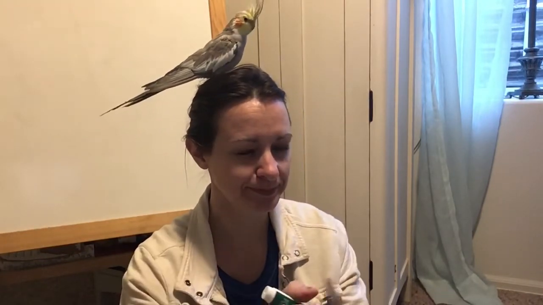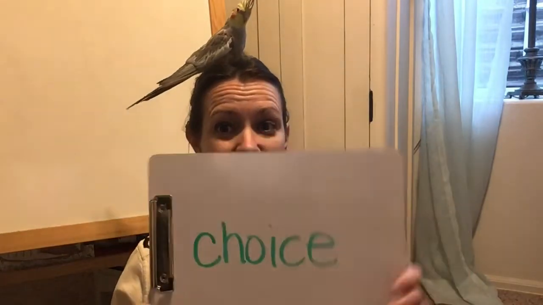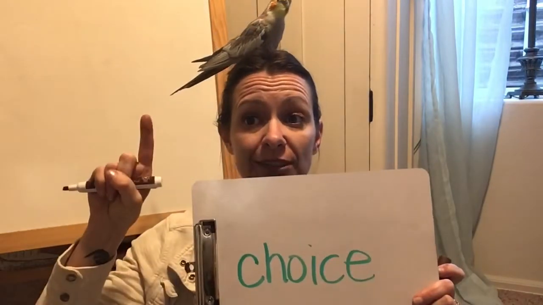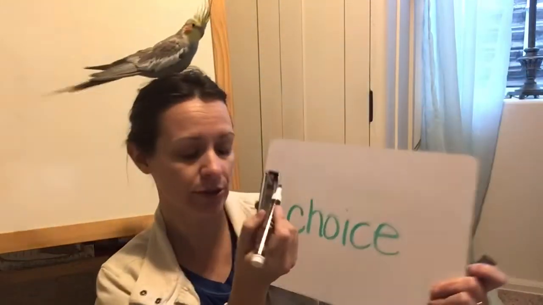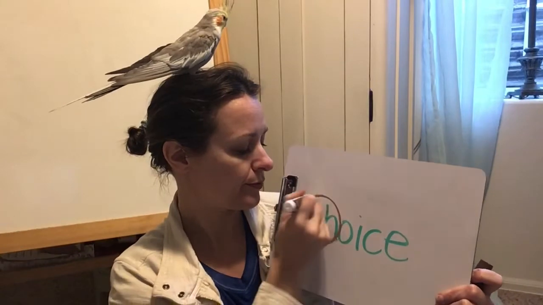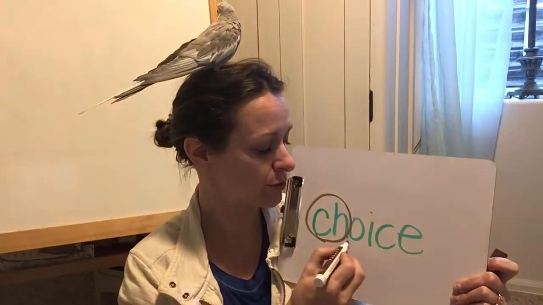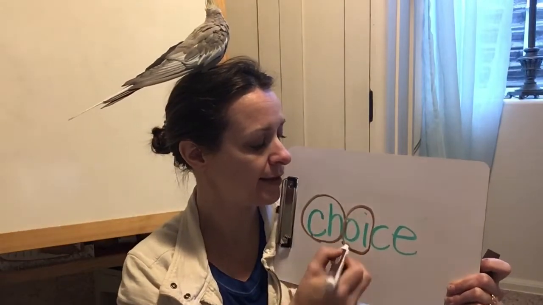Let's do one more. Let's look at the number 3, which is the word choice. This one's tricky. Here we go. Let me get a brown. Let's circle our sounds. The first sound we have is ch, right? So we'll circle ch. Next sound we have oi. So we'll circle our O-I says oi.